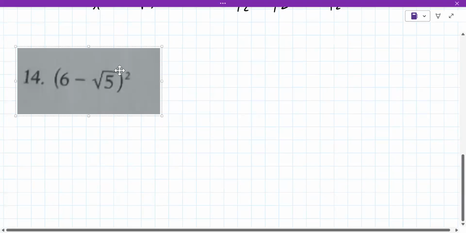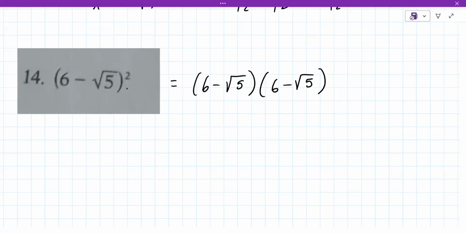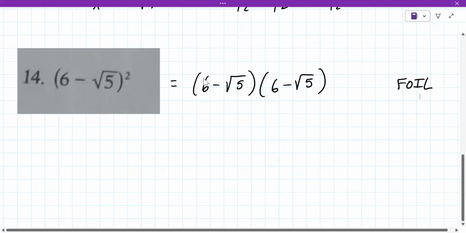All right, so what this power of 2 means is that you're really taking what's inside parentheses and multiplying it by itself. So this is now a FOIL problem. Do you remember FOIL from previous lessons or from your notes in class? Okay. What does F stand for? First. First, you're multiplying the first. 6 times 6 is 36.